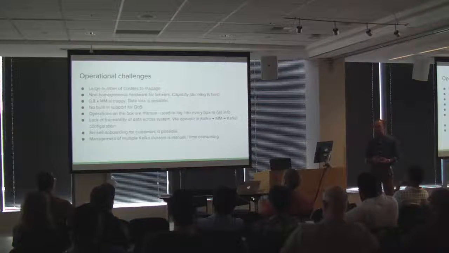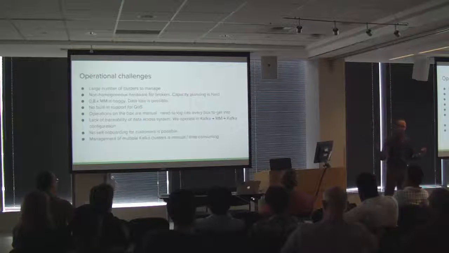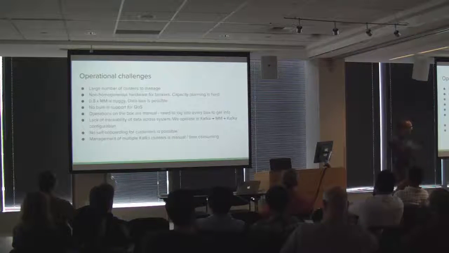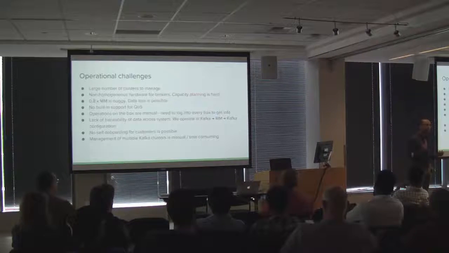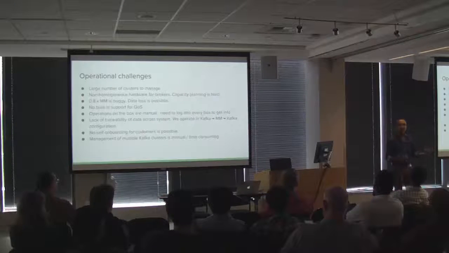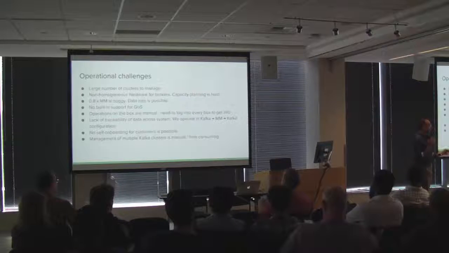Lack of traceability of data across the system. So we have a little bit of a complex pipe. It's like 2 Kafka clusters with Mirror Maker in between. And if the data doesn't end up on the other end of the pipe in a resulting system, there is no out-of-box mechanism of knowing where it is. So you have to go through that traceability on the other one, or build some mechanism around it.